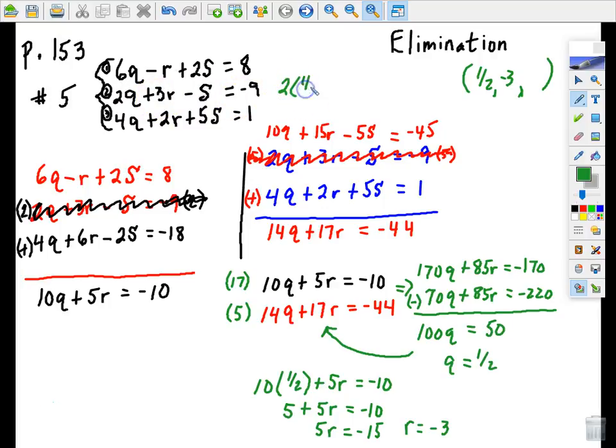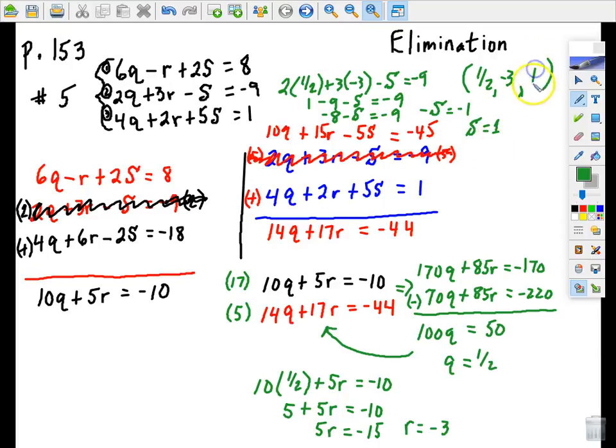2 times 1/2 plus 3 times negative 3 minus S equals negative 9. 2 times 1/2 is 1. 3 times negative 3 is negative 9 minus S. Okay. 1 minus 9 is negative 8. All right, so you're going to be adding 8 to both sides, so negative S equals negative 1, so positive S should equal positive 1.